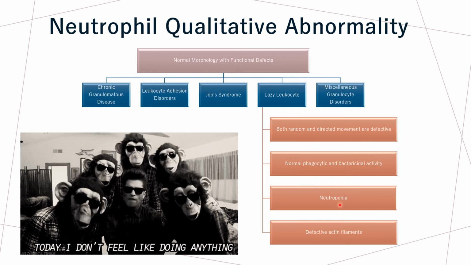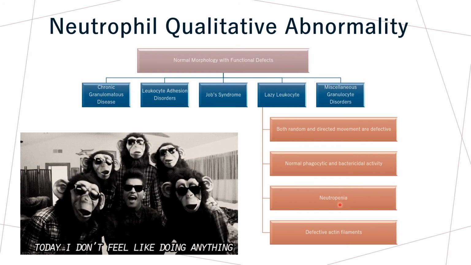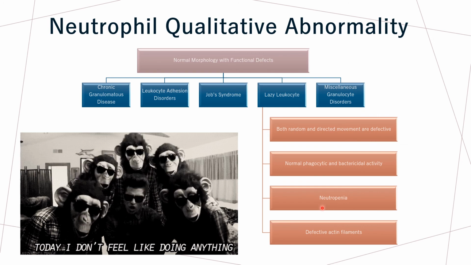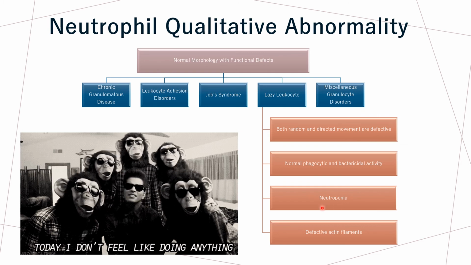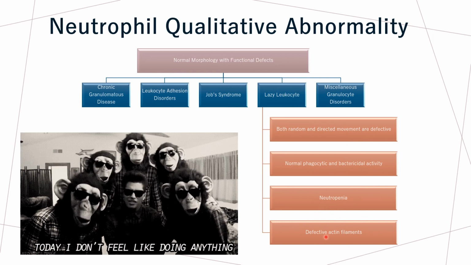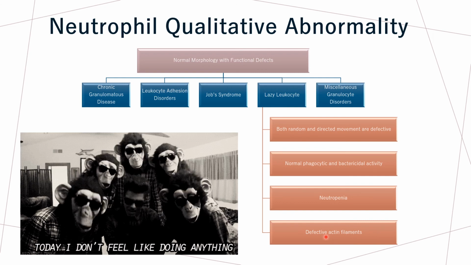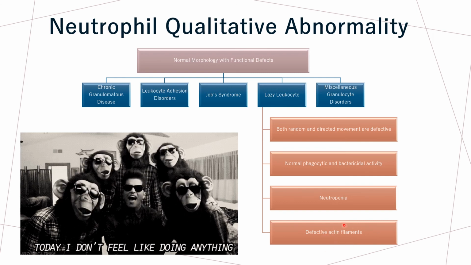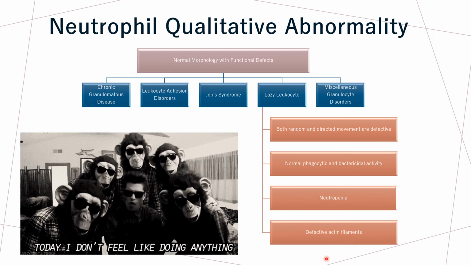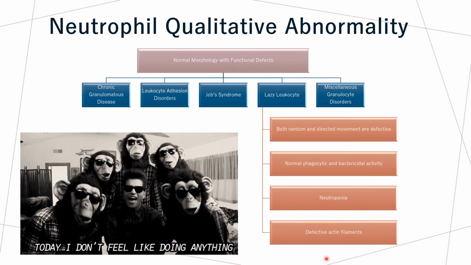The bone marrow contains normal neutrophils, but patients have severe neutropenia because the cells are unable to migrate from the marrow to the peripheral blood. Ultrastructural and biochemical studies suggest that the cells in lazy leukocyte syndrome contain defective actin filaments that are closely associated with the cell's ability to form pseudopods and move.